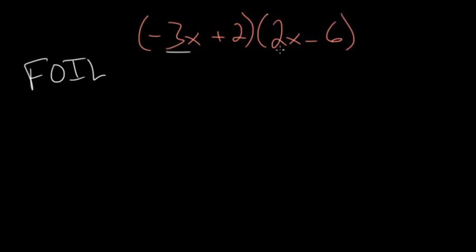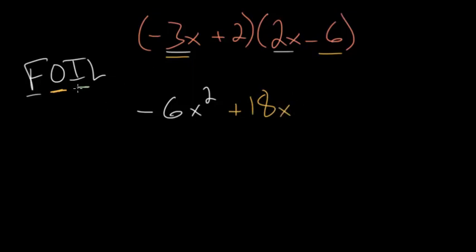So we have minus 3x times 2x, so that would be minus 6x squared, because remember we're doing the first ones. And then we move on and do the outer ones, so that's minus 3x and minus 6. So two negatives multiplied together give us a positive. So we get plus 18x.